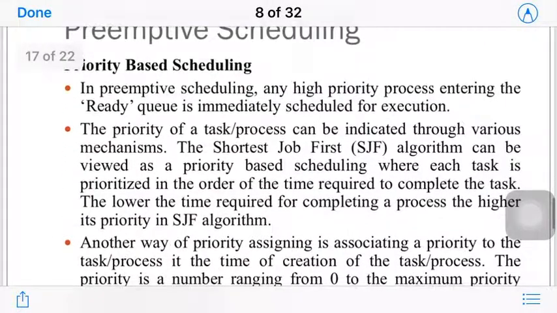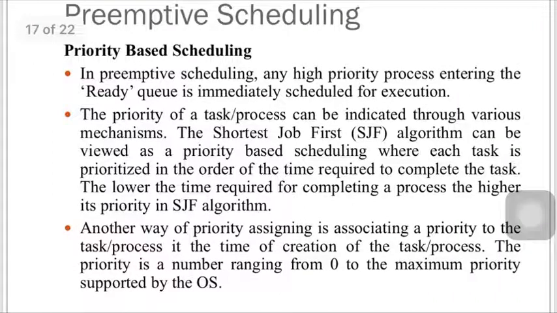Now the next one is priority based scheduling. So in preemptive scheduling, any high priority process entering the ready queue is immediately scheduled for execution. Okay, so now the priorities are predefined for the processes. If the highest priority process enters the ready queue, it will get the first chance. Okay, simple.